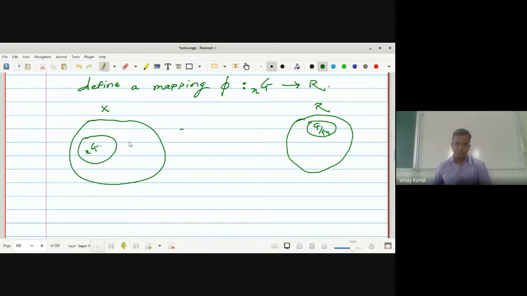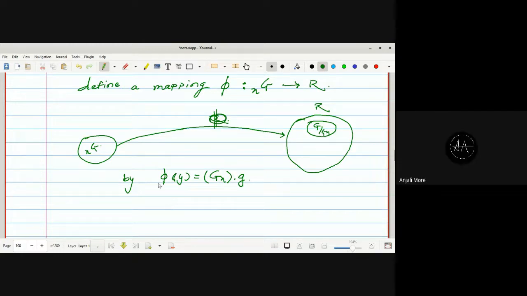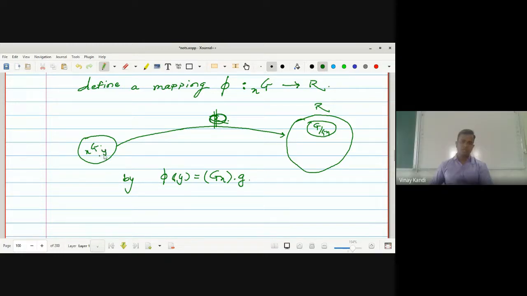So this is the function between this xg to this R. This is the function, defined how? We define phi of y is equal to, an element of this, each element, Gx into Cg. Is it correct? Yes, sir. The input to my function is y, the input comes from here. Okay, the input to my function, this is Gx.